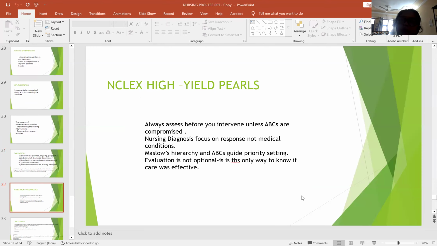And the main tip in NCLEX: always assess before you intervene, unless ABC are compromised. Nursing diagnosis focuses on the response, not on the medical diagnosis. Next, in the hierarchy, ABC gets the priority. We always check the safety of the patient. Moreover, we also follow the ABC. Evaluation is not an option; it is the only way to know whether the care was effective or not. So we always have to check before doing anything.